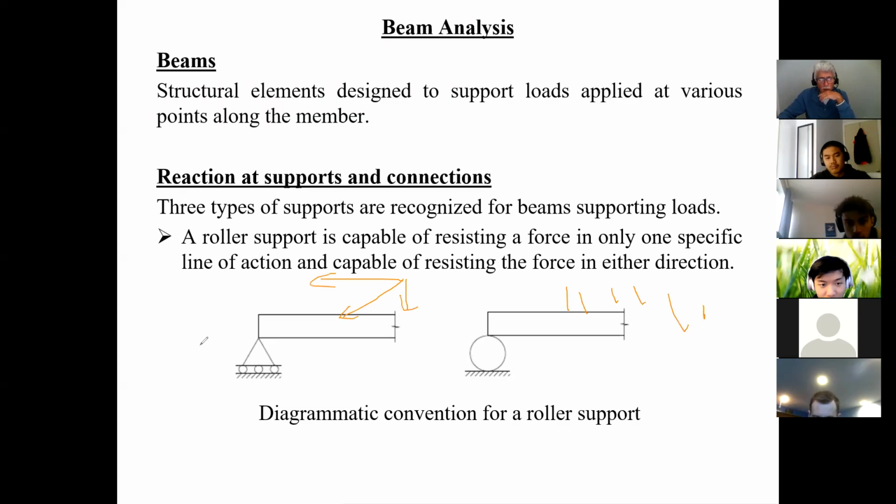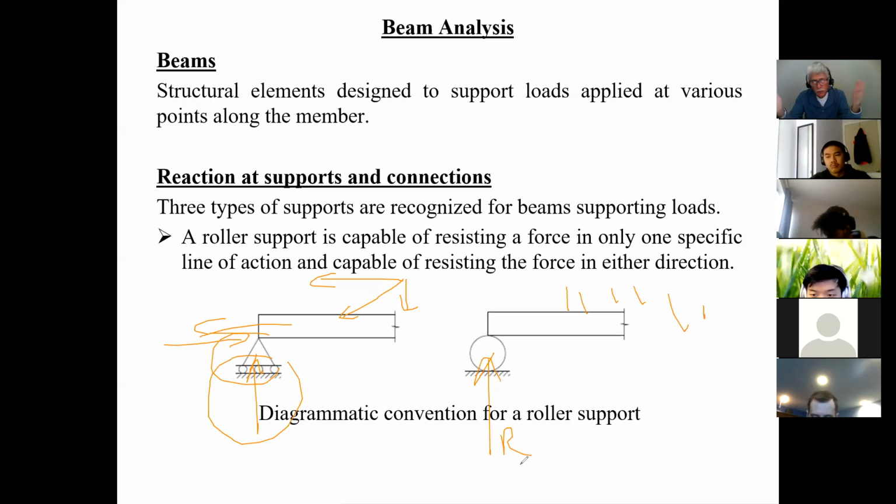Well, at this point here, there's going to be no resistance. It's just going to move here, but it's not going to go up and down because I'm preventing it from going up and down. So therefore, I only have one reaction. In other words, I only have an R, whatever it is, one reaction. And that's how we represent a roller.